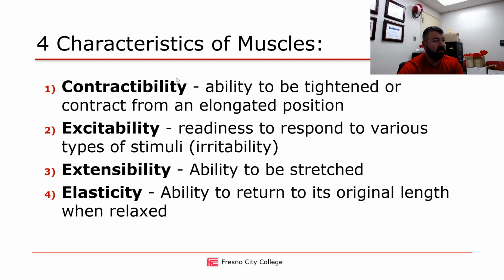Skeletal muscles have four characteristics. They have contractibility, which is the ability to be tightened or contract from an elongated position. I'll get into all these a little more in depth. Excitability is readiness to respond to various types of stimuli, for example, irritation or electrical stimulation.